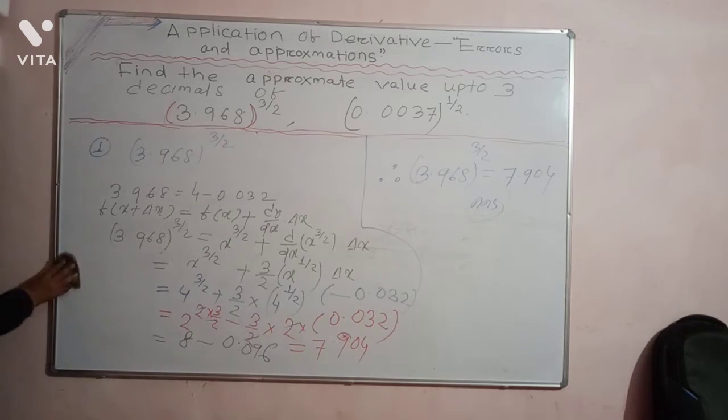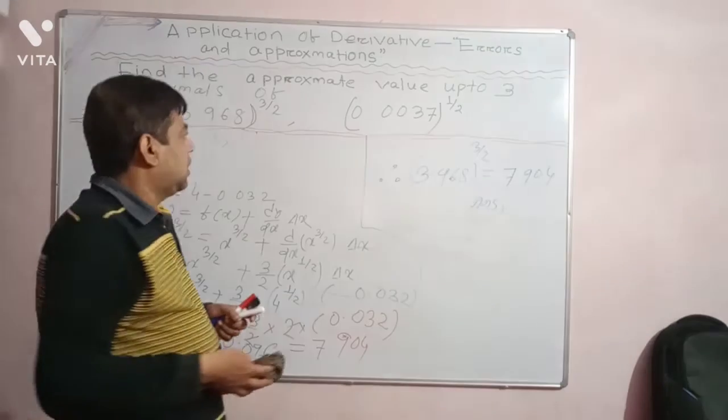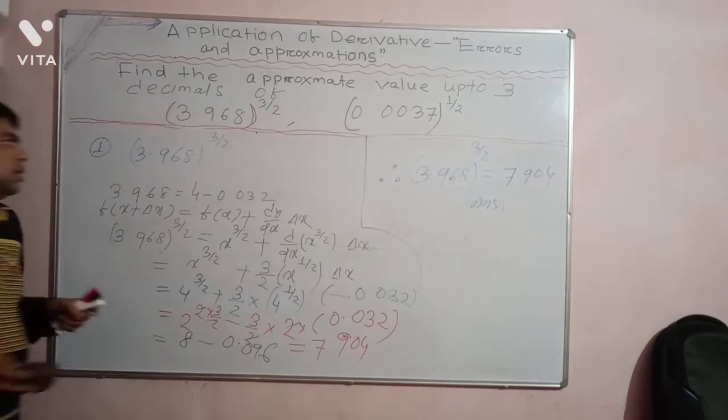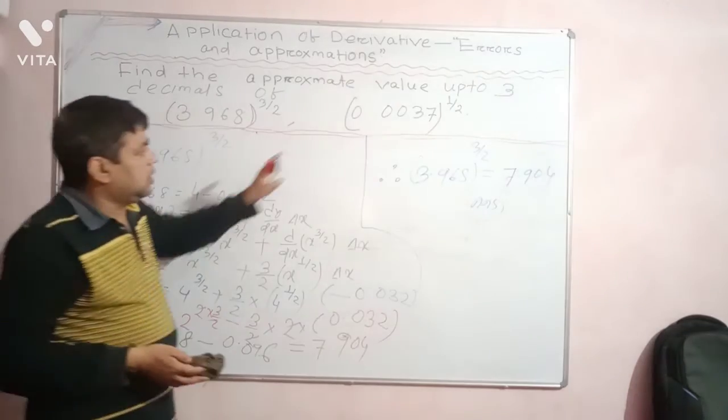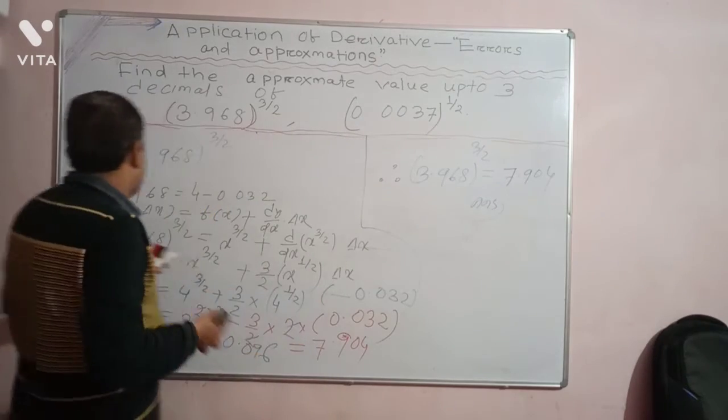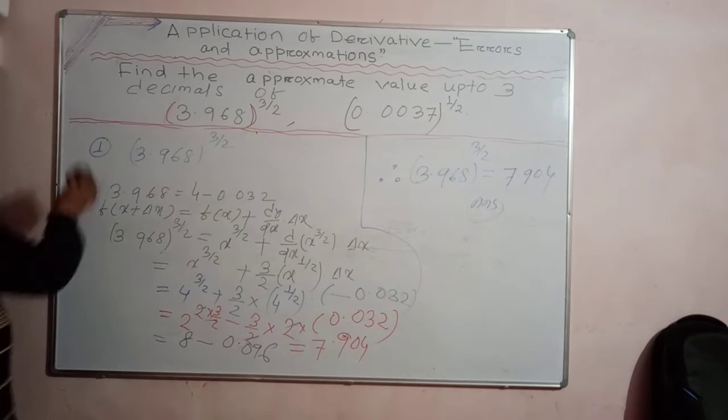Okay, now let's move to another question. Is it clear? So we move to the next question, which is 0.0037 whole to the power 1/2. Let's see.